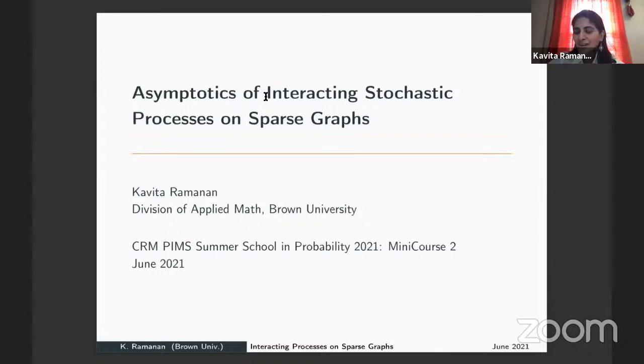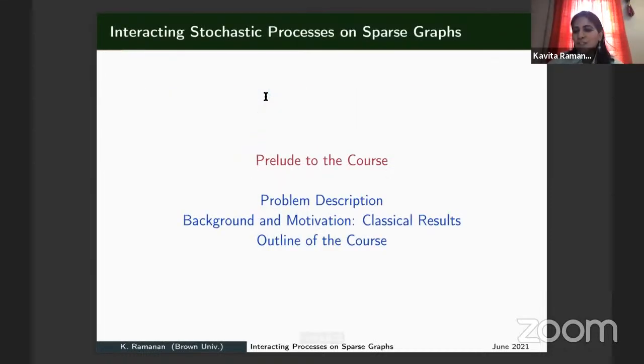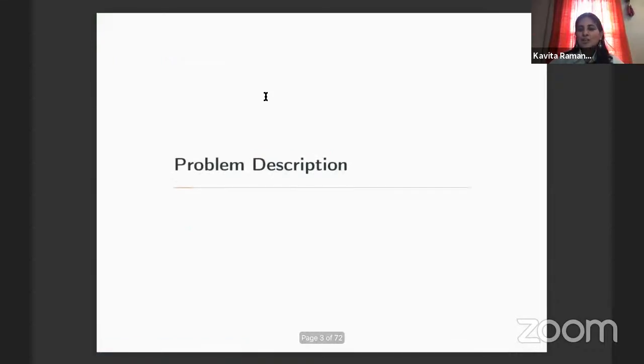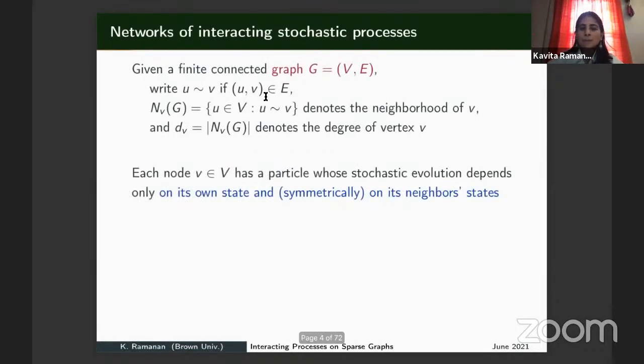Okay, so I'm going to be talking about asymptotics of interacting stochastic processes on sparse graphs. So first I'll start with a prelude to the course where I describe the main problem I want to look at, give you some background and motivation, then the outline of the course. And then I will start today's lecture. I will use slides a little bit today, and then I will move to the more interactive style of the iPad later.